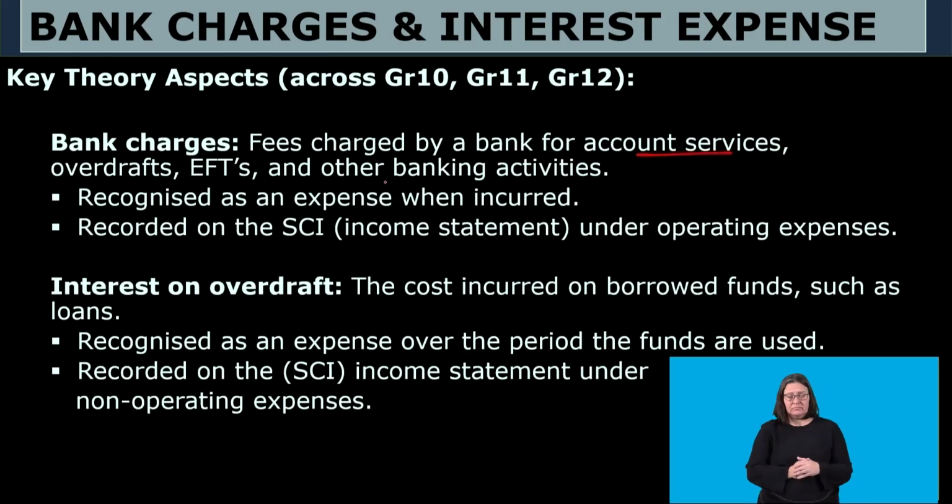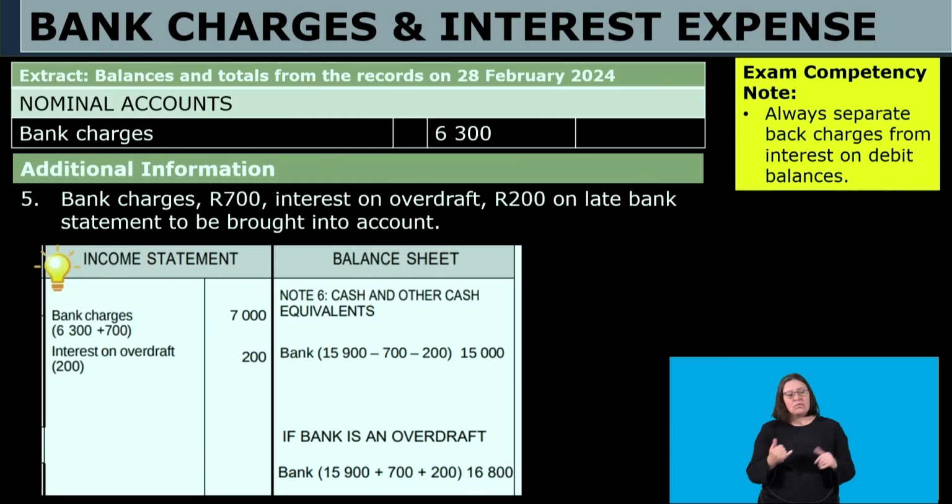And then we are now going to look at the information that we're given. We have bank charges, which is 6,300. That is in our list of balances. And then we are told that bank charges of 700, interest on overdraft of 200 on a late bank statement to be brought into account. So we have received the bank statement and that bank statement has arrived late and we now have information which we must bring into account.